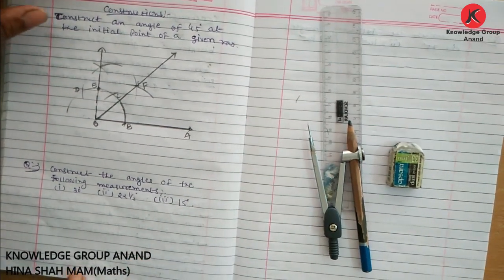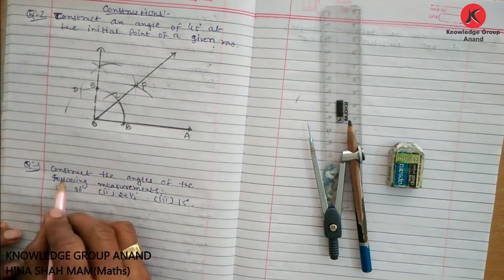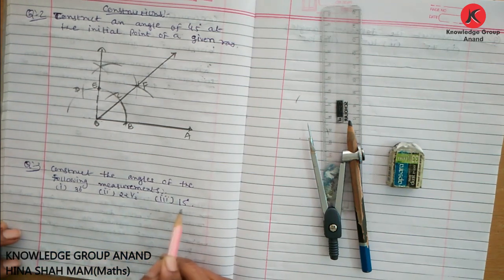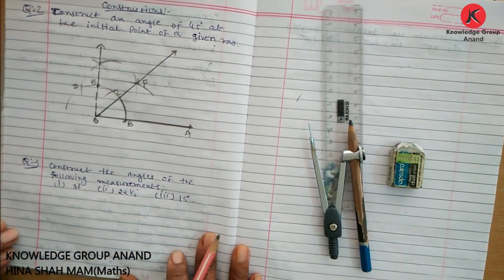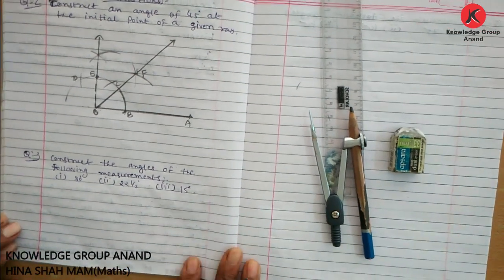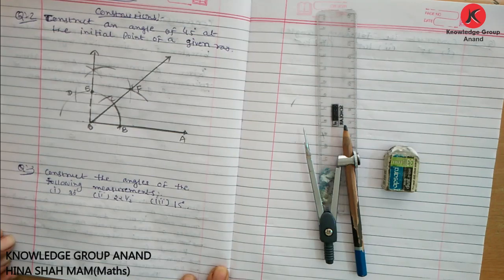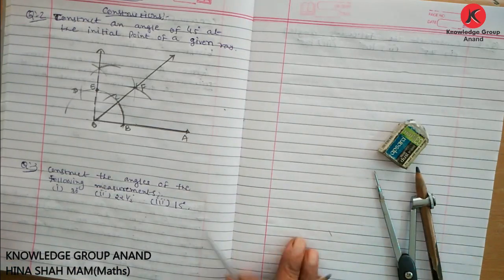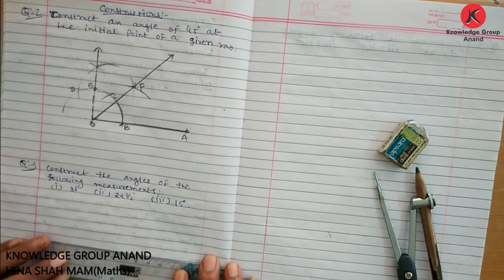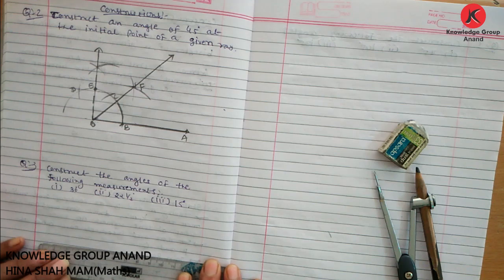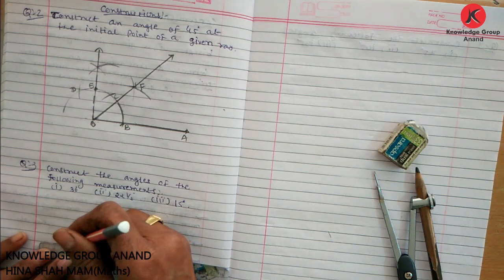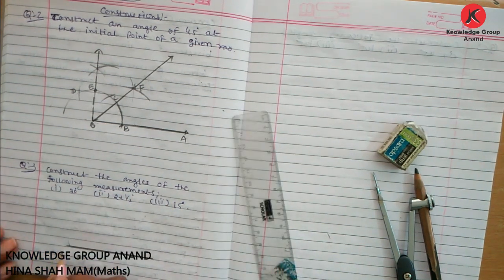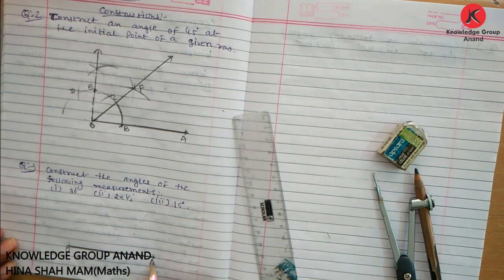Question number 3. Construct angles of the following measurements: 30 degrees, 22 and a half degrees, and 15 degrees. First we draw 30 degrees. To draw an angle of 30 degrees, how do we draw it? First we draw an angle of 60 degrees. We know, draw ray OA.